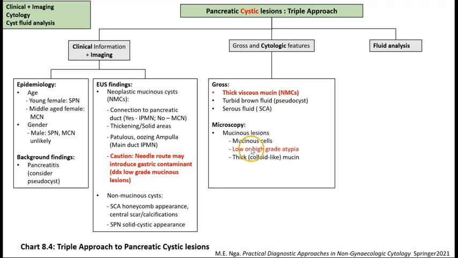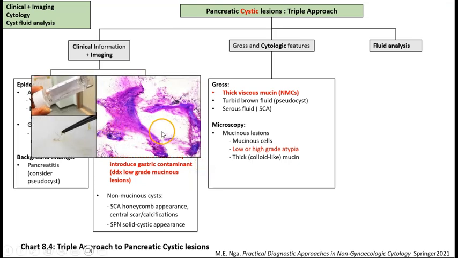Microscopically, again, for mucinous cysts, we would of course want to look for mucinous epithelial cells. Usually these will have quite abundant pale cytoplasm. And extremely importantly, look for low or high-grade atypia. And finally, not forgetting to look for colloid-like, very thick mucin in the background.